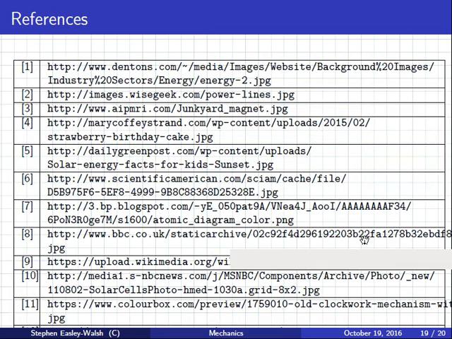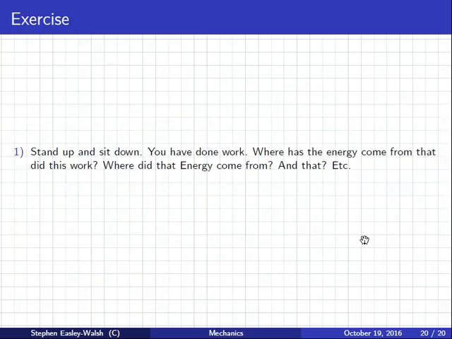So we already had a discussion on this one question. When you stand up and sit down, you've done work. Where does that energy come from? I think we discussed this question in great detail. Okay. So what we'll do is we'll have a start of the next lesson, but we'll only get a couple of slides done. Okay.